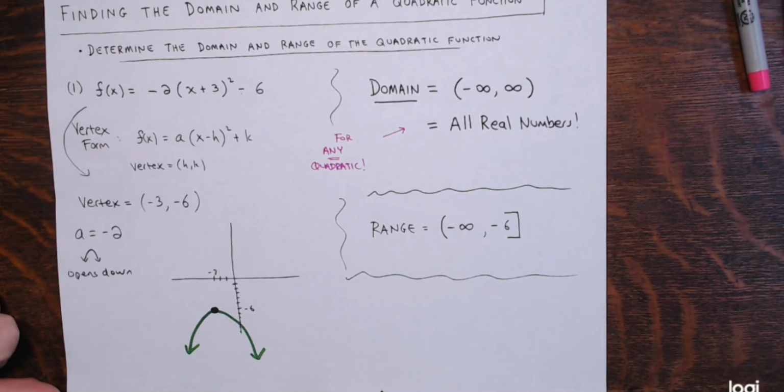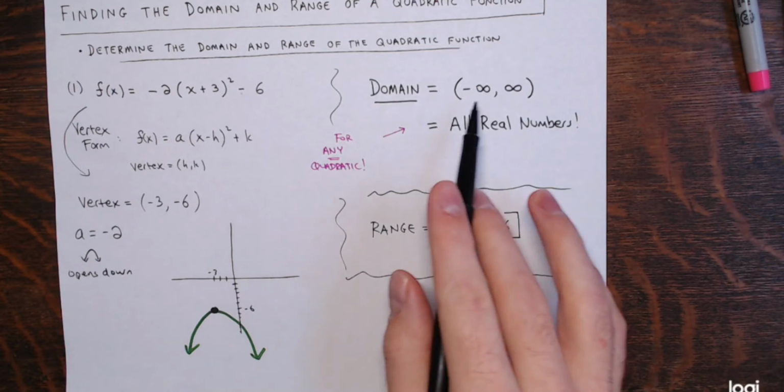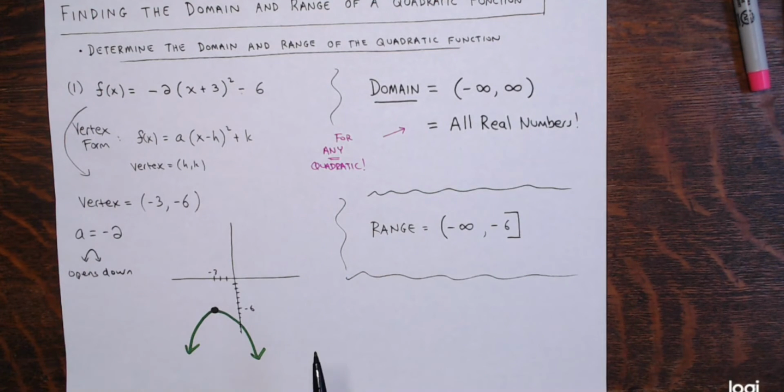Really you just have to pay attention to where the vertex is and which way it opens. If you know the vertex and the way the parabola opens, up or down, you should easily be able to state the range. And again, the domain is all real numbers. You can plug in any value for the input you wish for these quadratic functions. All right, next example.